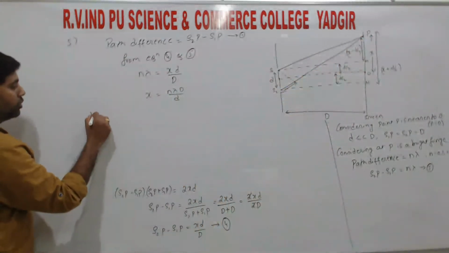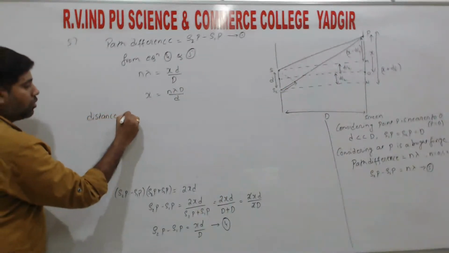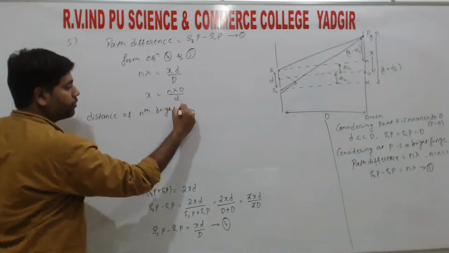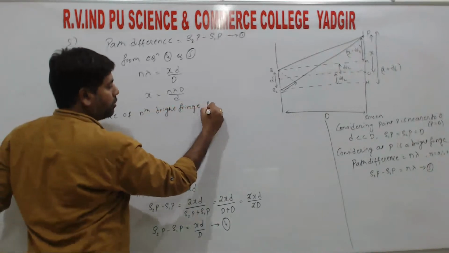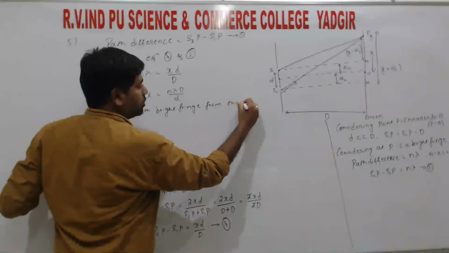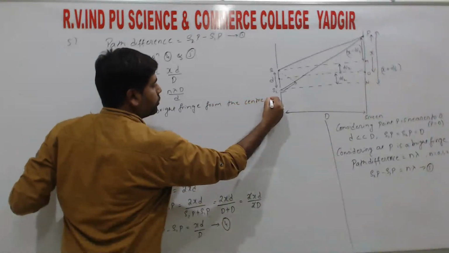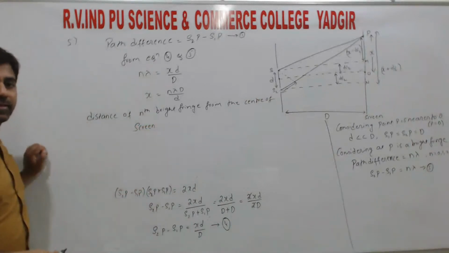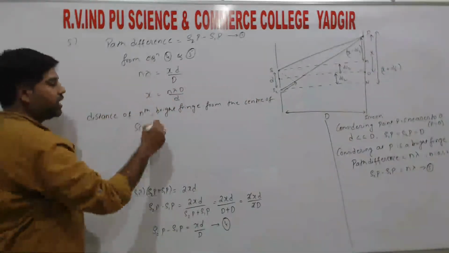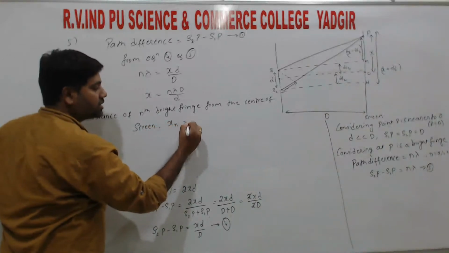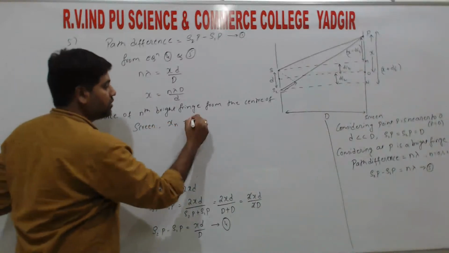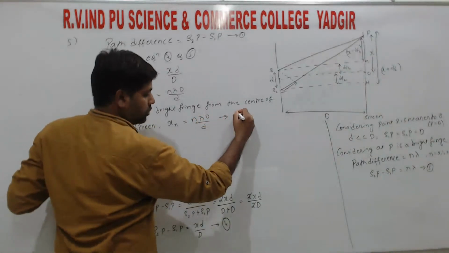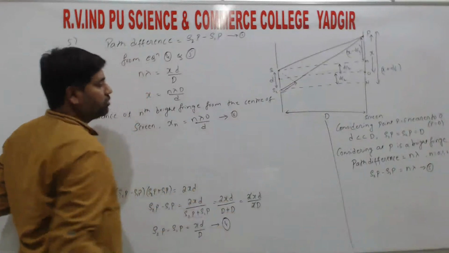So distance of the nth bright fringe from the center of the screen. The distance we have taken for the nth bright fringe, x, we can take as xn, right? So xn is equal to n lambda D divided by d. So this we take as the sixth equation.